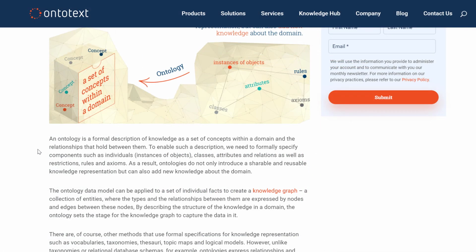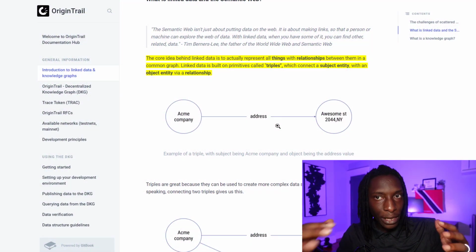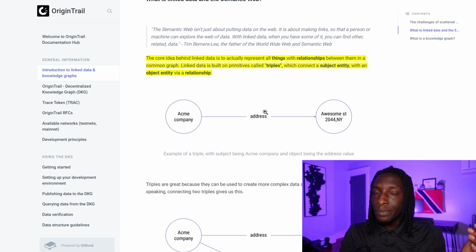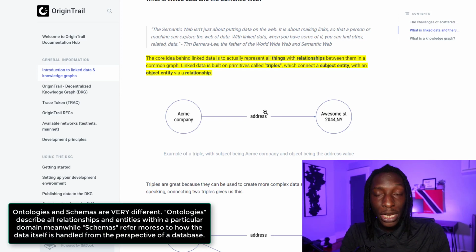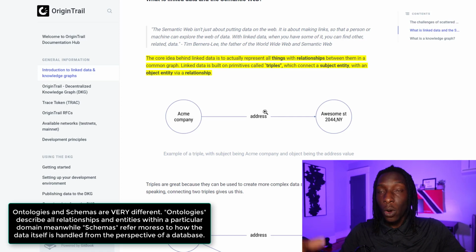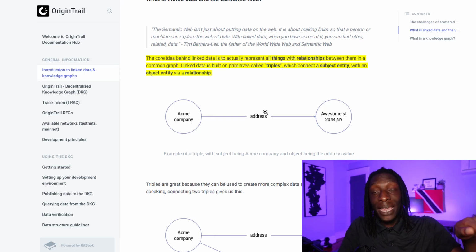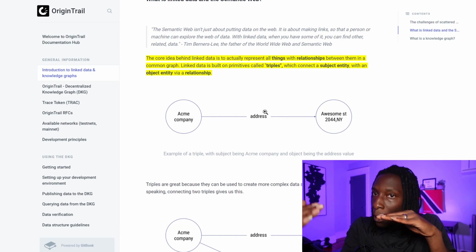Now, Ontotext says an ontology is a formal description of knowledge as a set of concepts within a particular domain and relationships that hold between them. When we spoke earlier about RDF and the connections, or the predicates, within your RDF triples, RDF naturally offers very limited descriptors for the predicates, or connectors, in your RDF graph. So this is why people started using more extensible schemas or ontologies on top of their RDF data. You have the RDF data as your base data. They are all in triples, so they at least have some semantic layering.